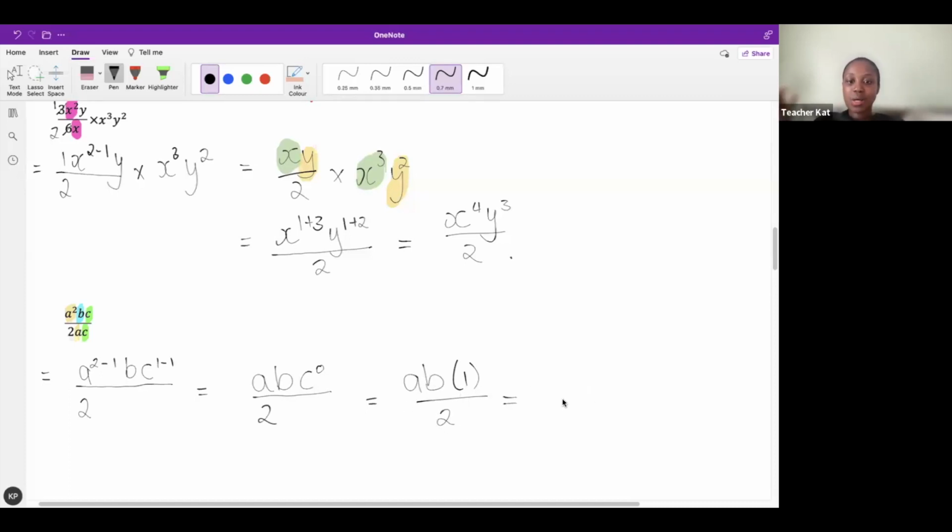What's AB times 1? What's anything times 1? AB times 1 is? It's definitely not 1. There we go. But it is AB over 2. Remember, anything times 1 is that thing itself, the number itself or the variable itself. Think of saying 10 times 1. The answer is 10. 20 times 1, the answer is 20. If I say x times 1, the answer is x.